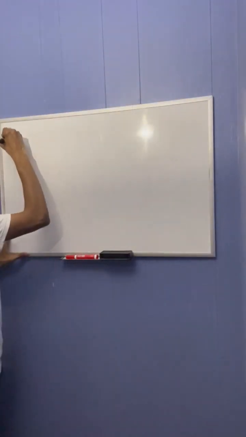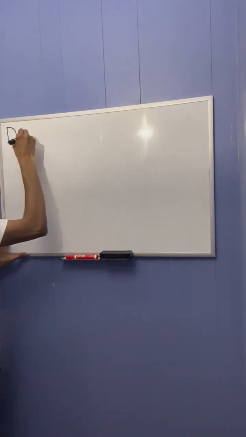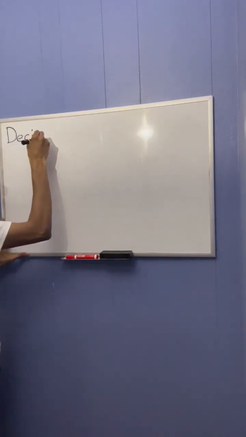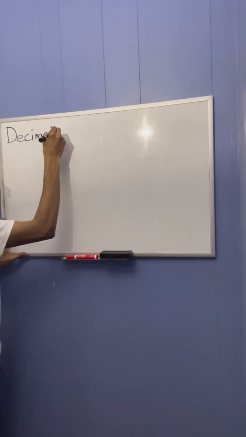So today I'll be discussing the topic of decimals. So what are decimals? Decimals are numbers consisting of a whole number and a fractional part separated by a decimal point.